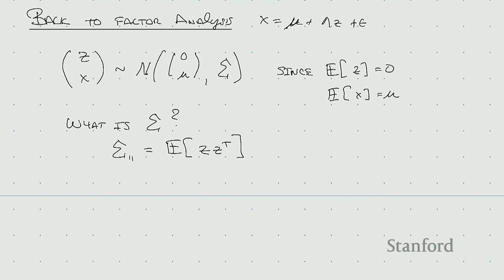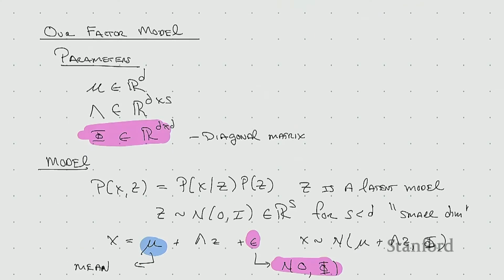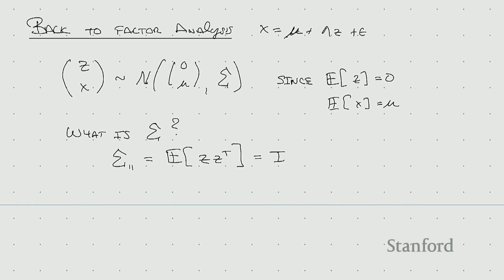So block 1,1 is the outer product of z with itself. Well, what's the outer product of z with itself? It's just the identity. Why is it the identity? Because that's the way we sampled. Remember, we sampled in a low space. This is using this fact, so the expected value of ZZ transpose is exactly I.